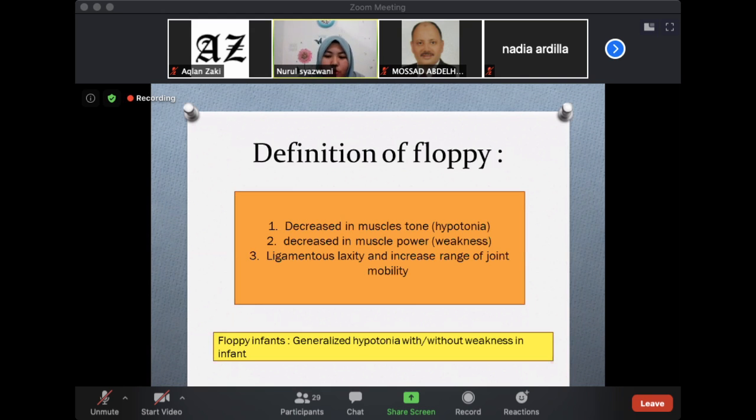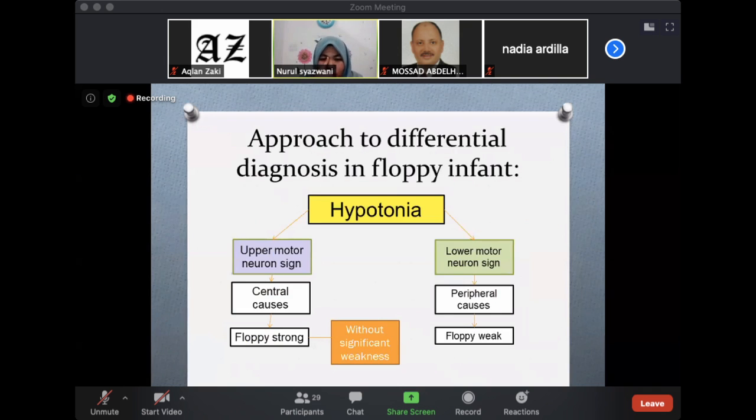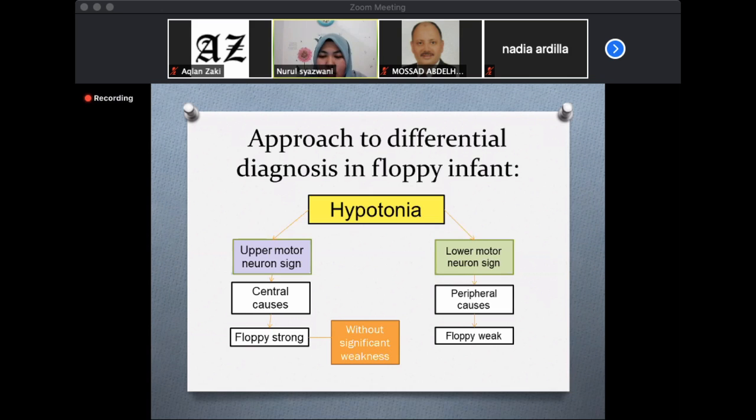So how to approach? This is the approach to differential diagnosis in floppy infant. At first we see the infant having hypotonia. First we need to identify the neuroanatomical site of the lesion or insult. We need to determine whether it is from upper motor neuron lesions or lower motor neuron lesions. If upper motor neuron lesions, it can be due to central causes. And if lower motor neuron lesions, it can be due to peripheral causes.